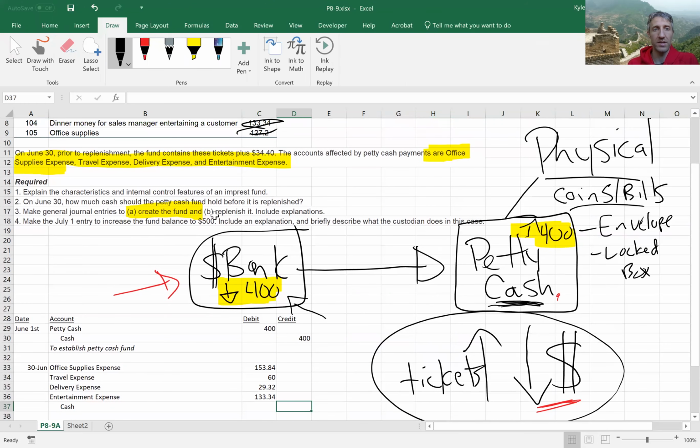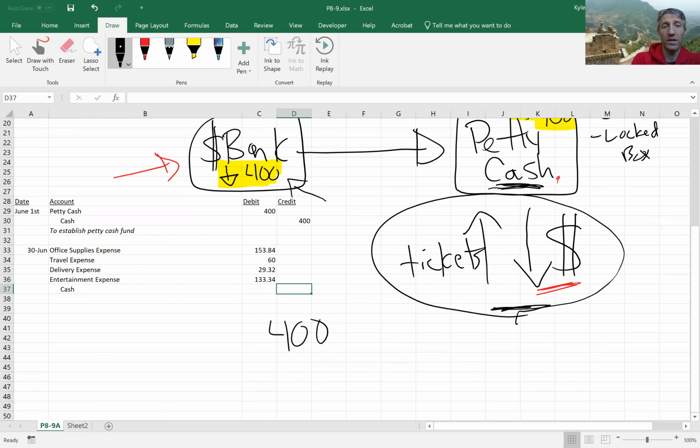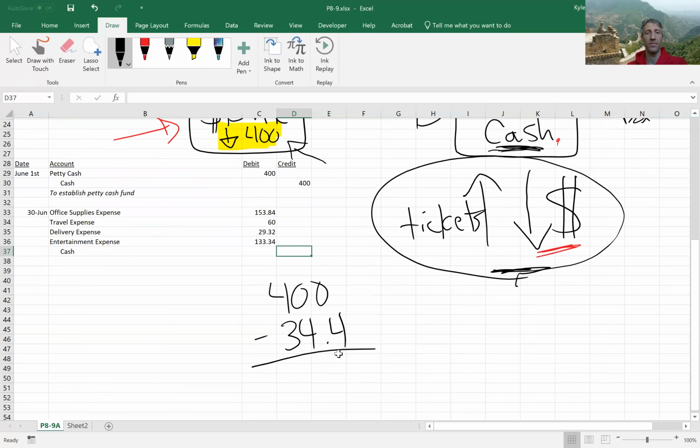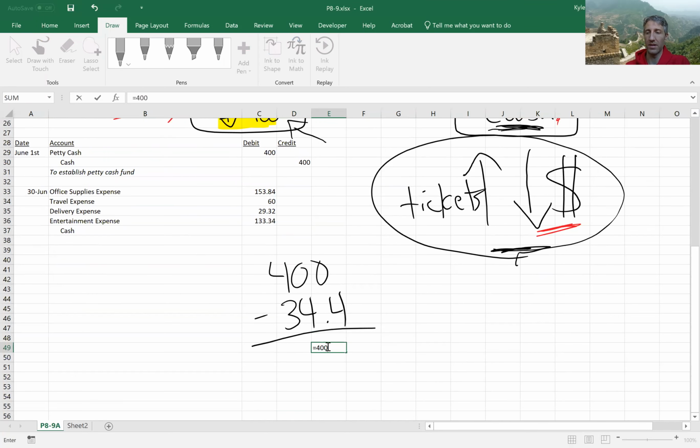But currently, if we look at this question, and I'm going to erase this and highlight, the fund contains $34.40. So there's $34.40 currently in the petty cash fund. So if I were to do that math, and I'm going to let Excel do it for me, we need to withdraw $365.60 from the bank in order to get the petty cash fund back up to $400.